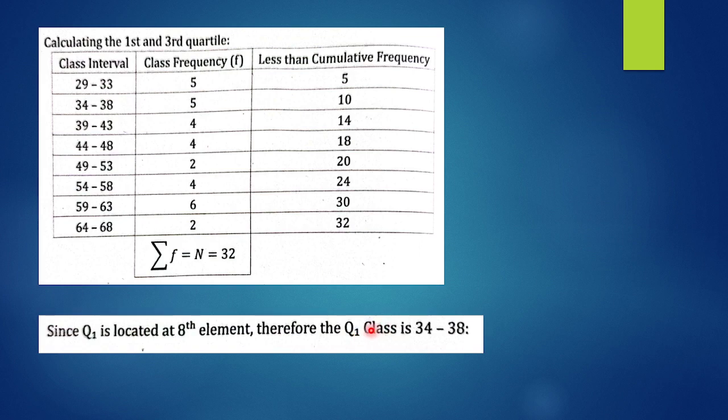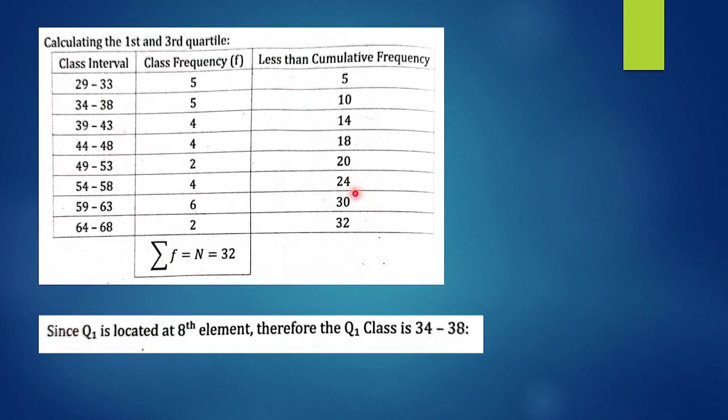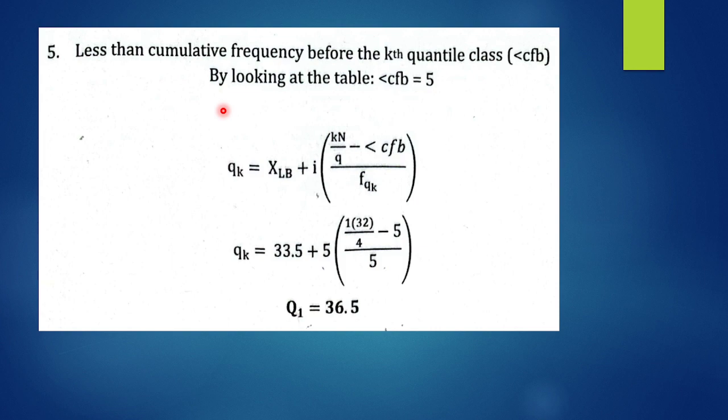Therefore, the Q1 class is 34 to 38. So here, 34 to 38 is the Q1 class. Now, steps: there are 5 steps. XLB is 33.5. Class size is still 5. The type of quantile is 4 because this is a quartile. The class frequency, or FQK, is 5. Let us check. Yes, it is 5. Now, let's proceed to the less than cumulative frequency before, or less CFB.